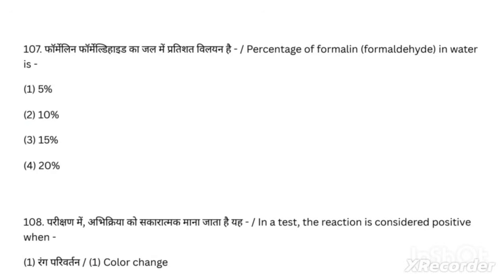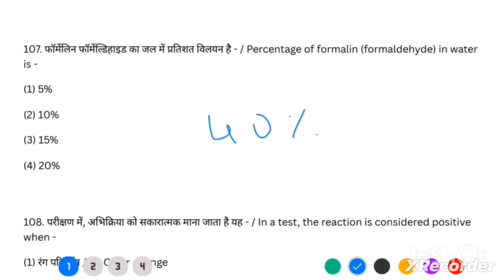So our next question is, percentage of formaldehyde in water. Formalin contains 40% formaldehyde. Formalin is commonly used for preserving specimens and disinfection. As you can see, there is no option available for 40%. So the nearest option is 20%. Formalin is 40% formaldehyde gas in water. So we can consider 20% because the other options are too low for the formalin percentage.